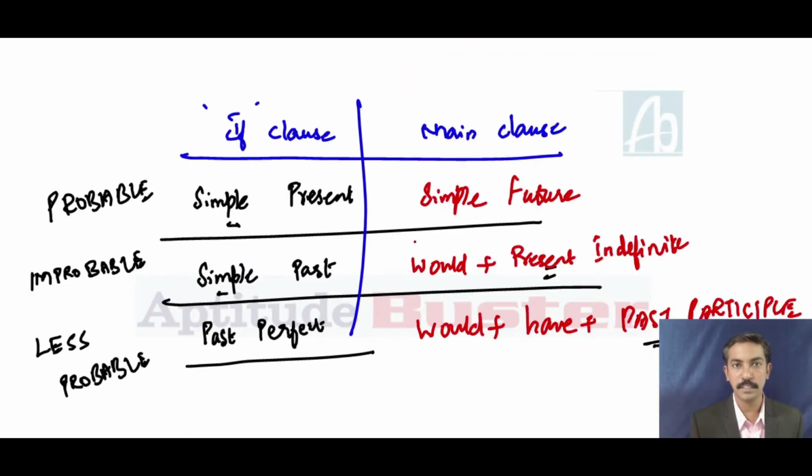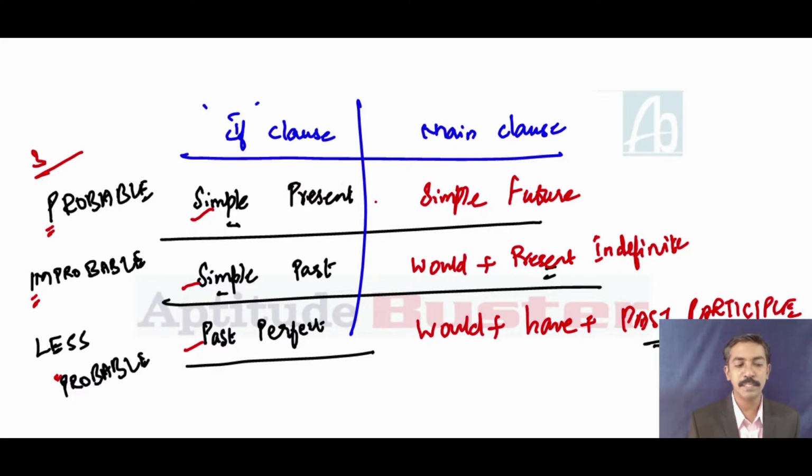Just have a look at this tabular column. We know there are only three conditionals: probable, improbable, less probable, which means the if clause can take only three tense forms. Either it could be simple present, or it could be simple past, or it could be past perfect. Remember this logic alone. And once you create or remember this tabular column, the idea of subsequent logic becomes much easier.